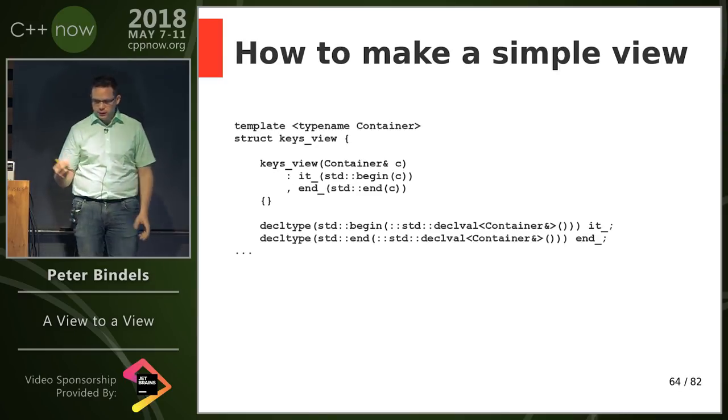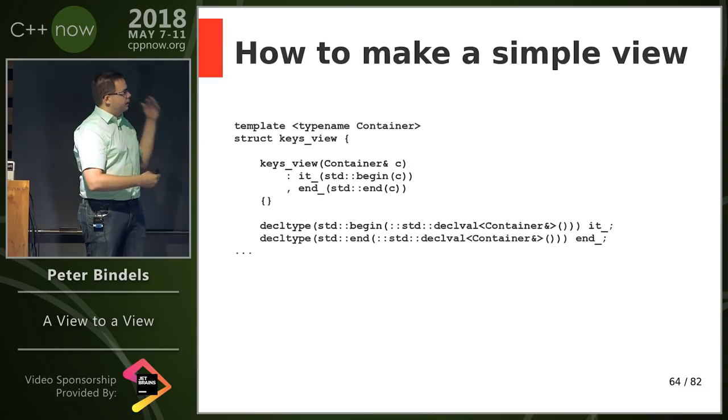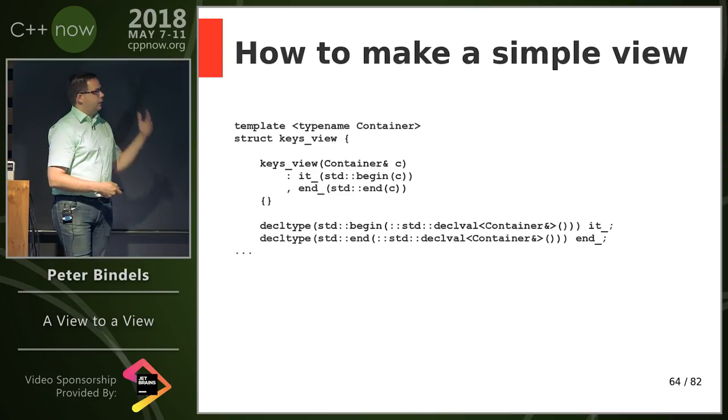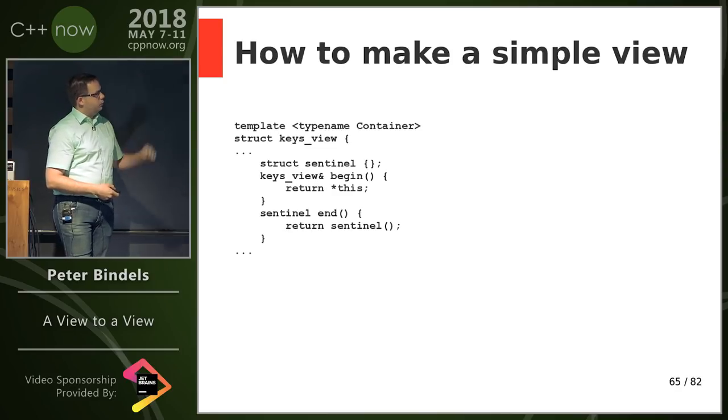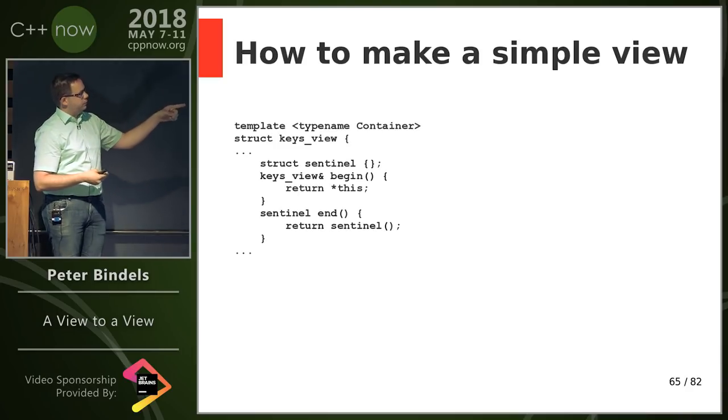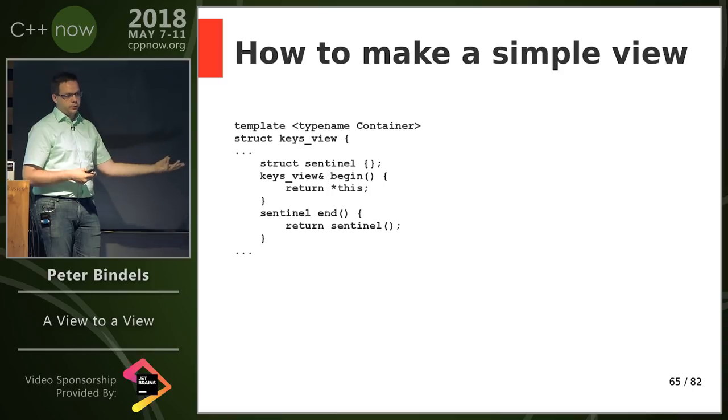So we start by having a range that we take into the view. We take the begin and end, and we store those for an arbitrary container. And then we have the ability to convert that into the iterator pair. And in this case, I'm cheating, because I'm passing back the key view itself as the start iterator. And I just have a sentinel as an end.